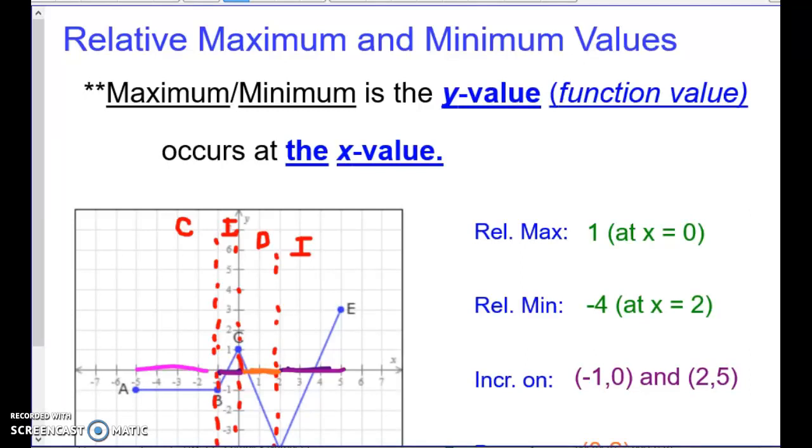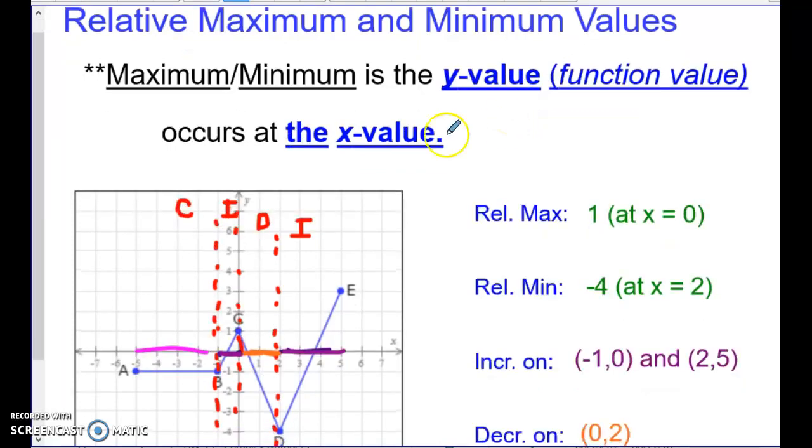Let's take a look at a couple other terms that we use in describing graphs. Those are relative maximum and relative minimum values. Now, these are pretty intuitive as well. Maximum sounds like a high, minimum sounds like a low, and that's really what they are. The one thing to keep in mind is that the actual maximum or minimum is simply the y value. It's not the whole ordered pair. Okay, it occurs at the x value, but the minimum or maximum itself is just the y value.